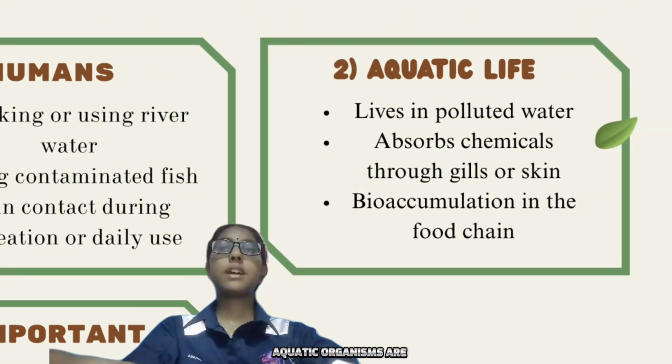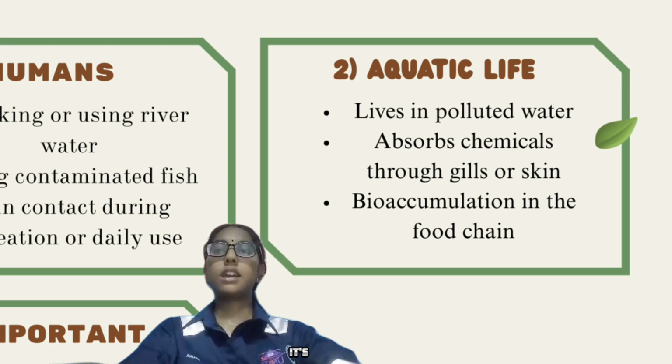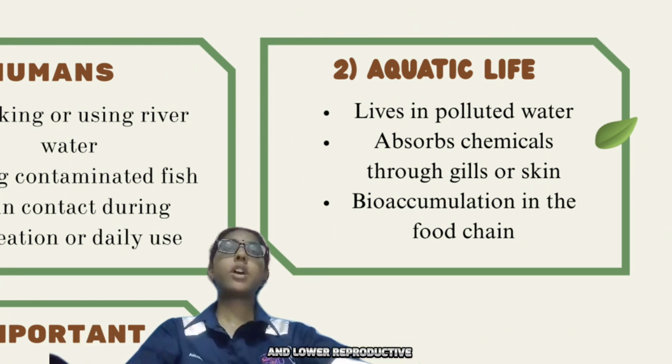Aquatic organisms are the first to be affected. They absorb the pollutants through the gills or skin, or by eating contaminated material. Studies on tilapia and zebrafish show that even low levels of POME can damage organs and lower reproductive hormones.